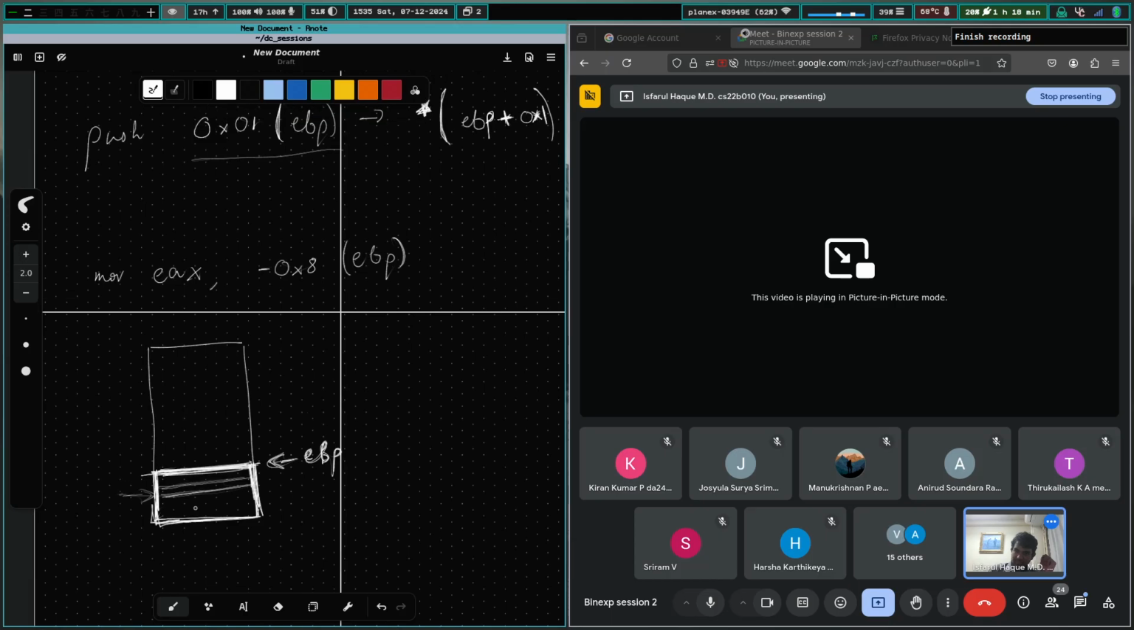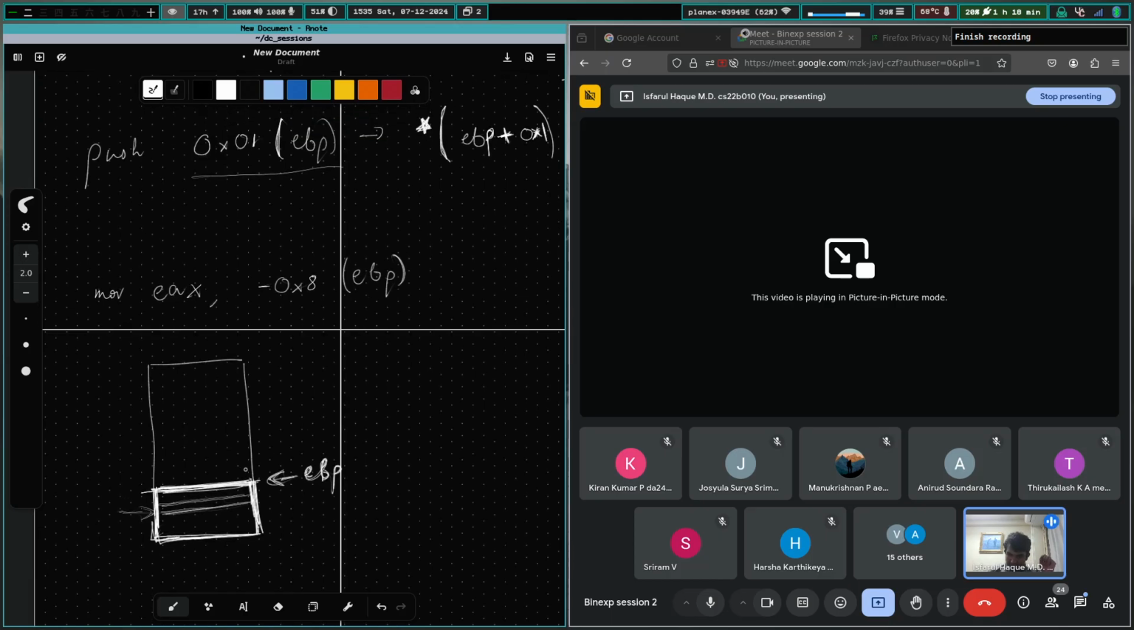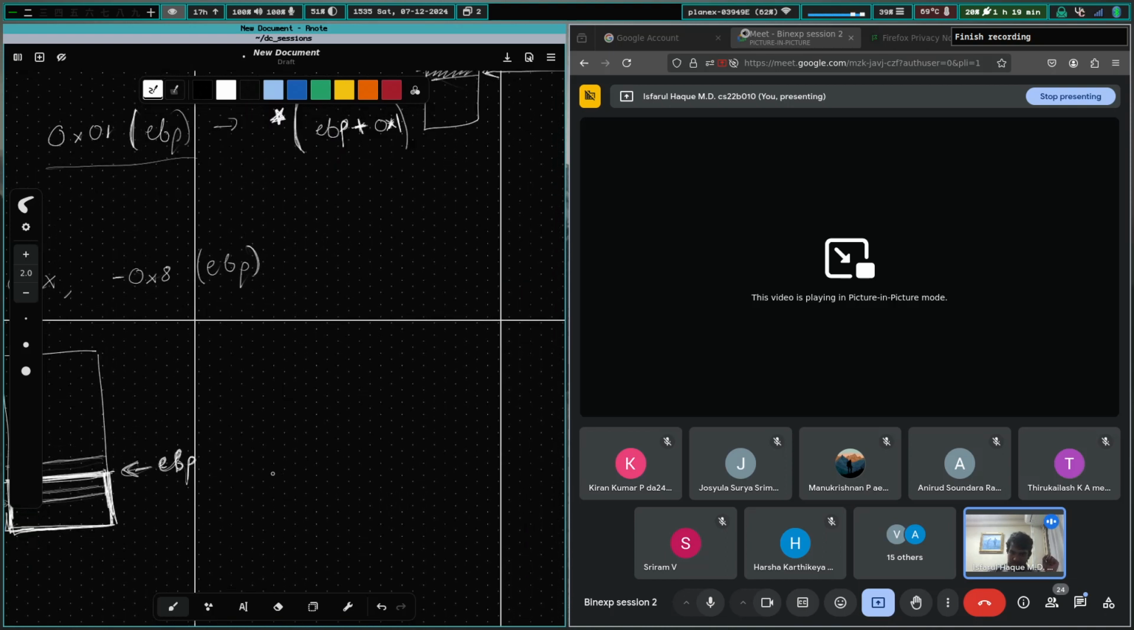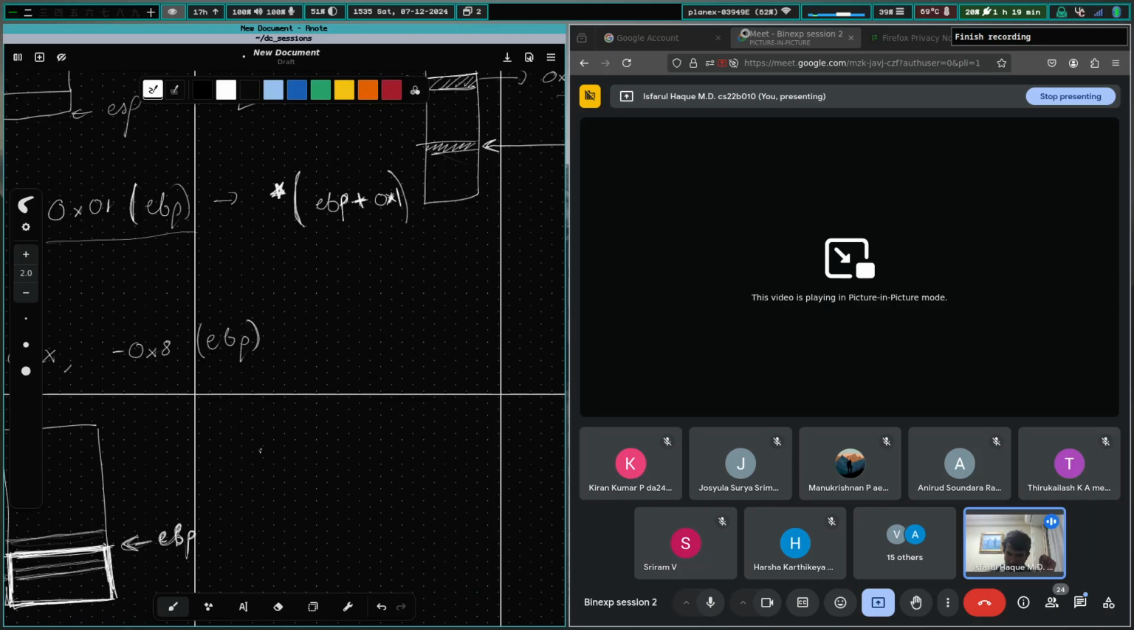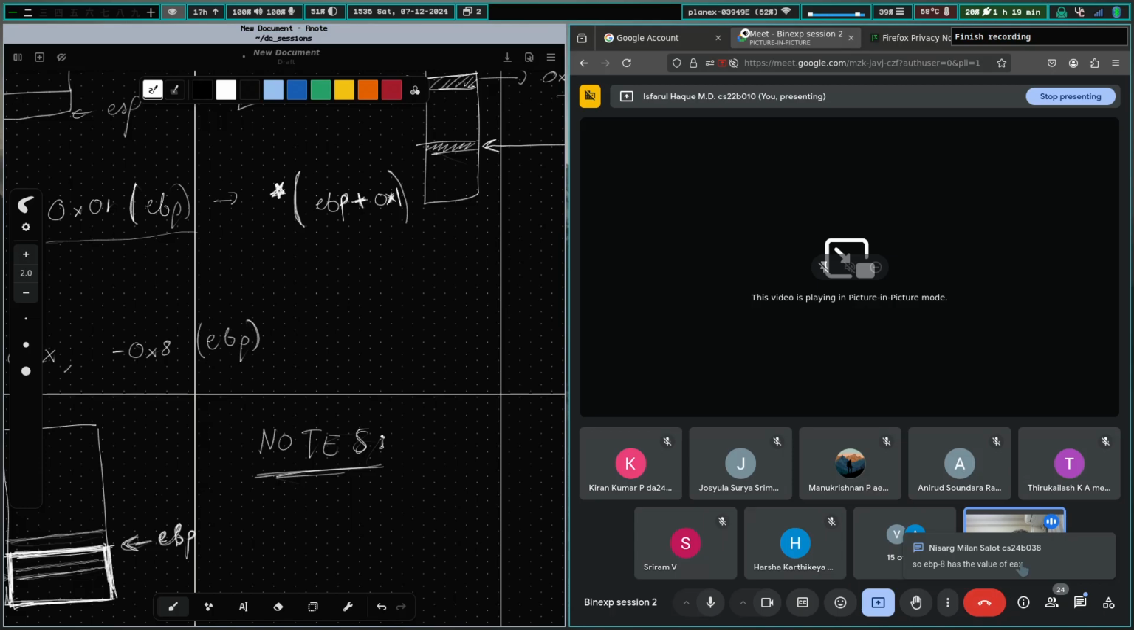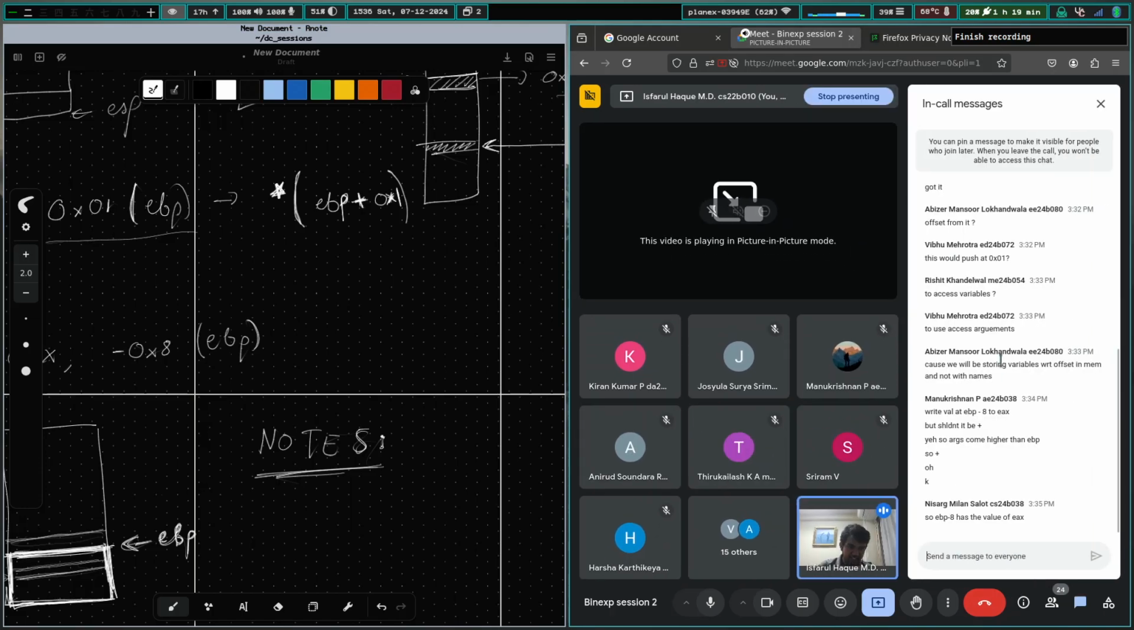Similarly, if you have to access arguments, what would you do? So just a couple of notes. Keep these things in mind and ignore whatever the C code above was. Push, that was just for demonstration. EBP minus 8 has the value of EAX now after the move has happened.